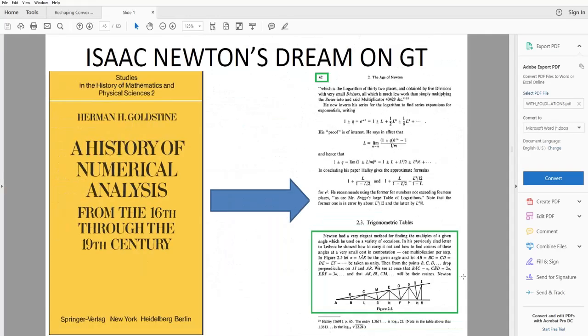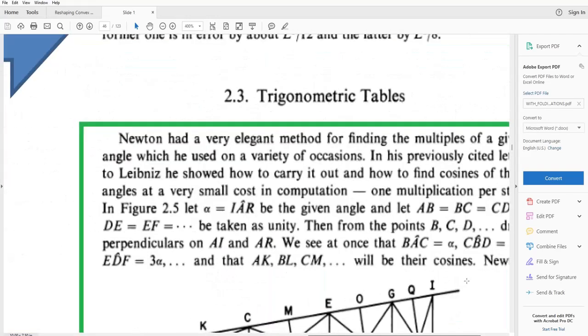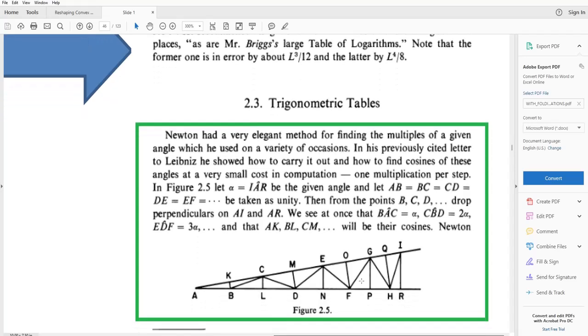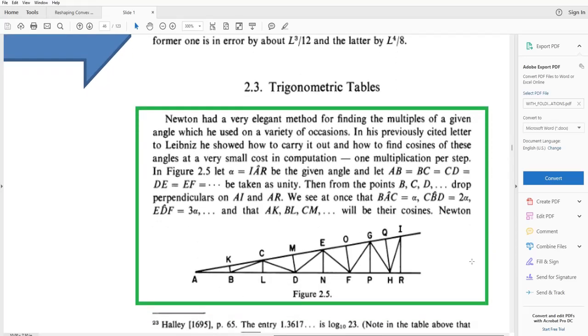Here in this book you will get: Newton had a very elegant method for finding the multiple of a given angle, which he used on a variety of occasions in his previously cited letter to Leibniz, and he showed how to carry it out and how to find the cosines of these angles at a very small cost in the computations and one multiplication per step.